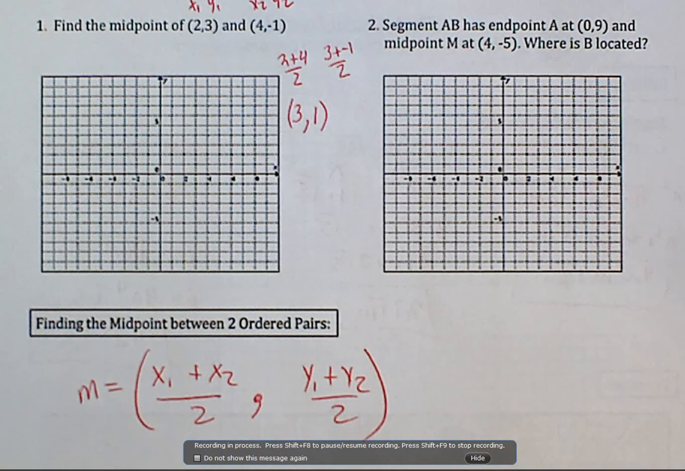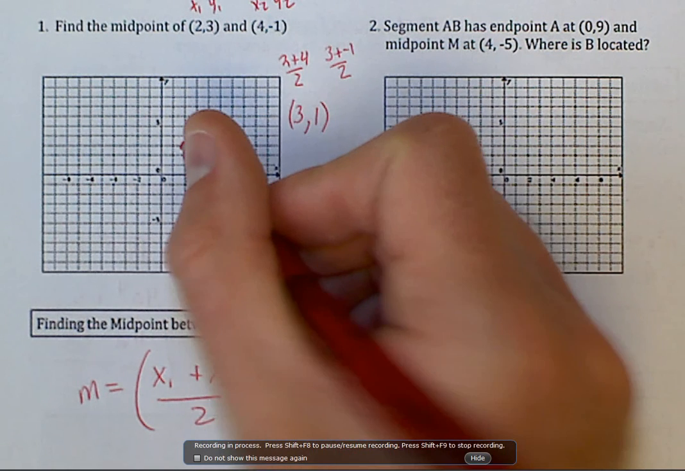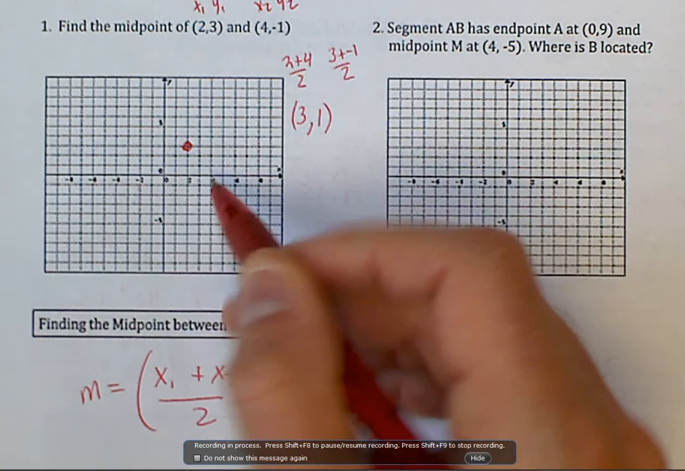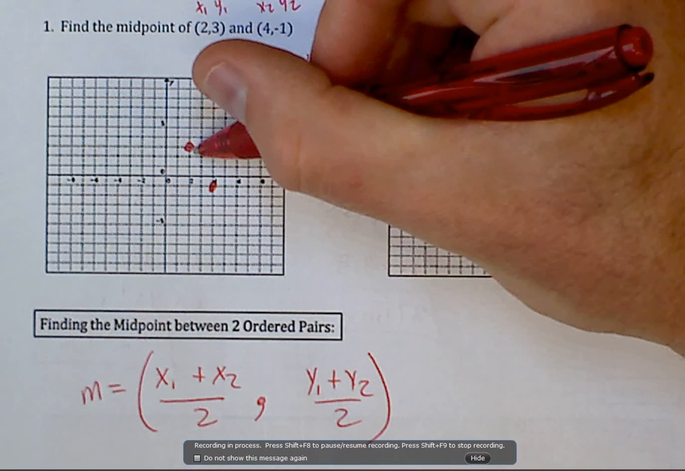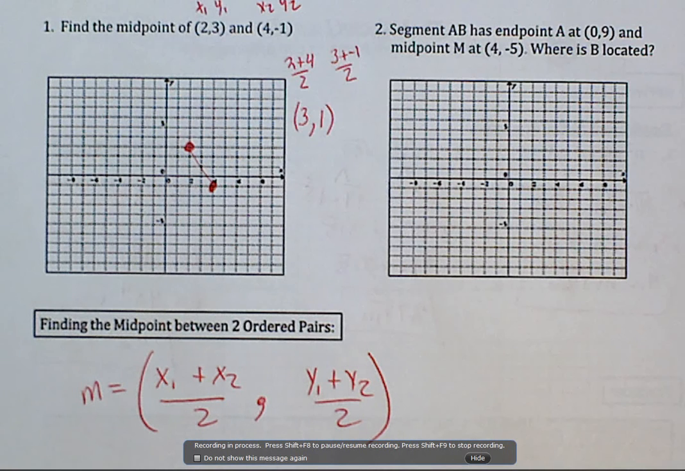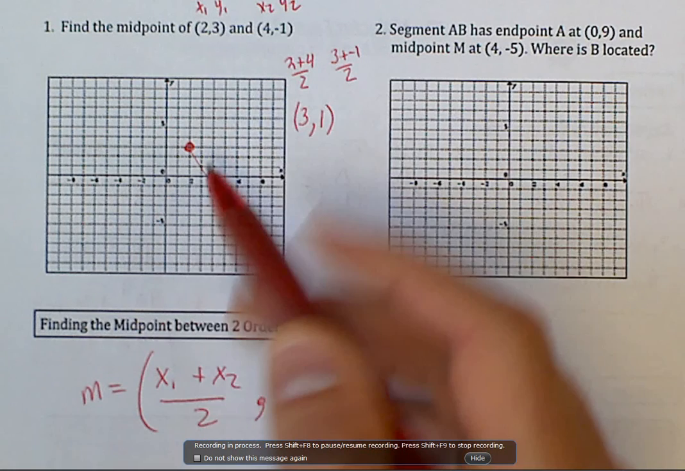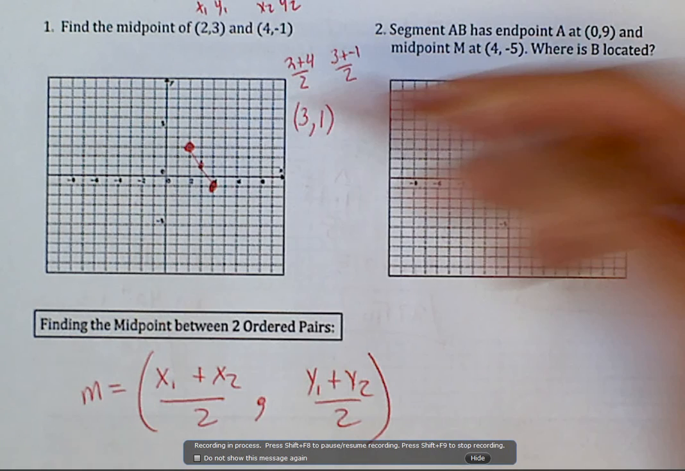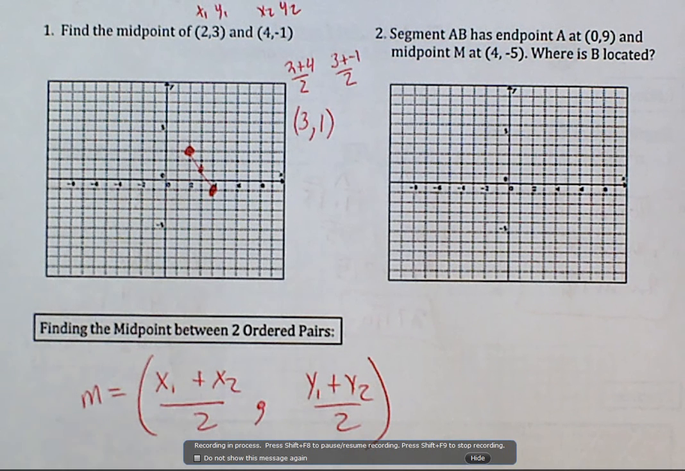Now let's show that on the graph. Your first point was 2, 3. The second point was 4, negative 1, which is right here. So what I asked you to do was find the midpoint or the middle point between those two, and we just found it to be 3, 1. We'll check it. 3, up 1, boom, right there. There's your midpoint right in the middle. All right? That is the quickest and easiest way to find your midpoint.